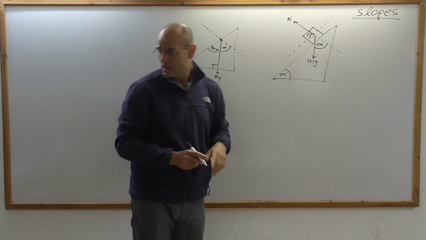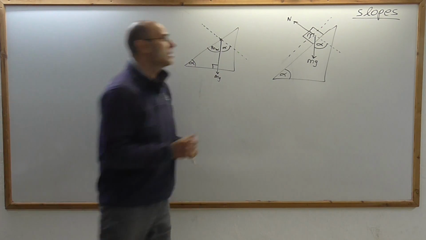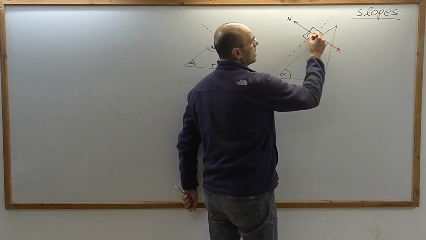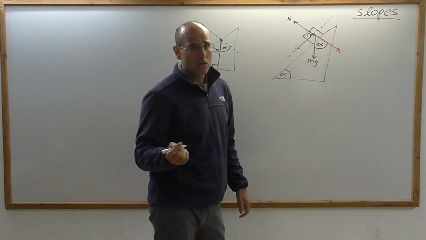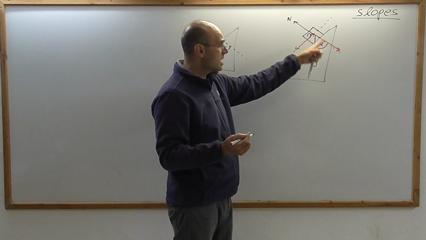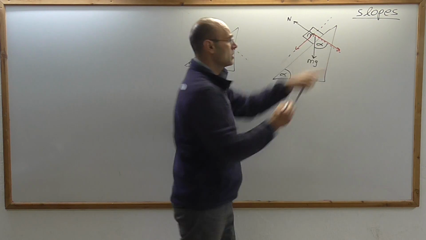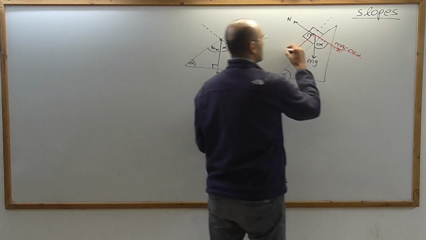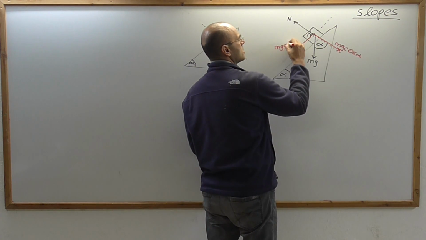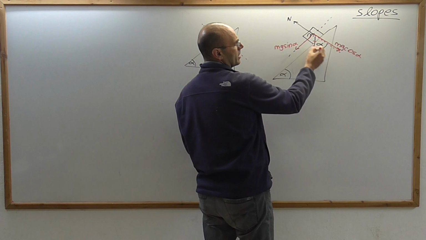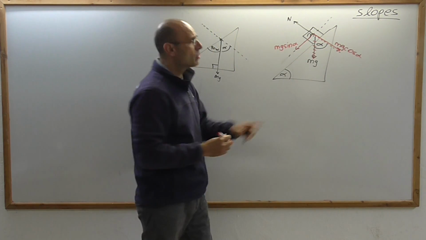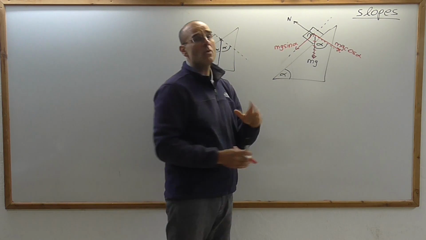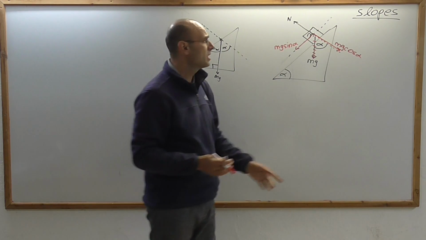Now, when I know it, it's easy to break it into its components. We will break it to this one and that one. Who will get the cosine? The vector next to the angle, this one. So this will be mg cosine alpha, and this will be mg sine alpha, and I wipe it off because I have these two instead of it. Now I can apply Newton laws on it.